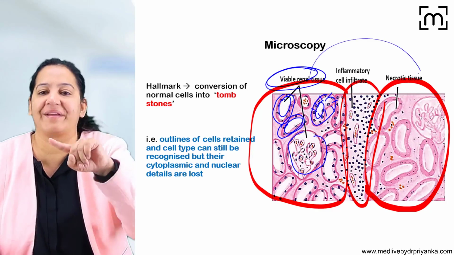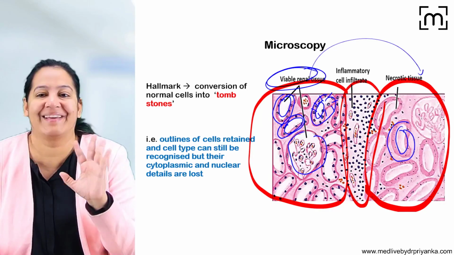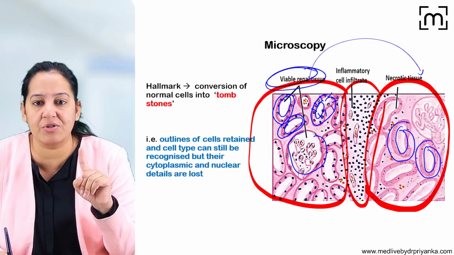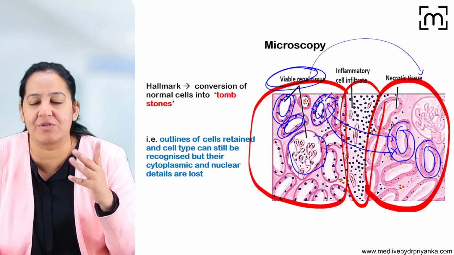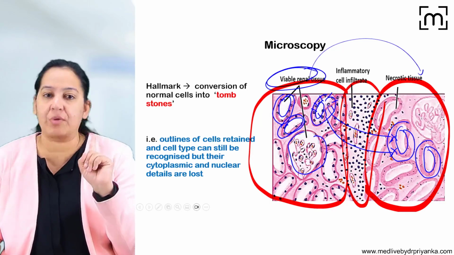Now see the necrotic kidney. The outline is still there. We can see the outline of the tubules, but the cytoplasmic detail is lost, and the nuclear detail is also lost. We cannot see the nucleus, or there is a very small pyknotic nucleus. So only the outline is maintained.